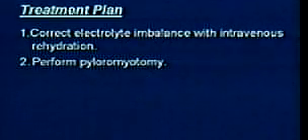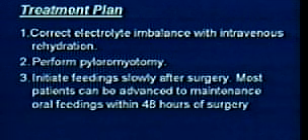The second step would be to perform the pyloromyotomy, okay, the surgical intervention. The third would be to initiate feeding slowly after surgery. However, most patients will be advanced to oral feedings within about 48 hours of surgery. So even though we're saying slowly, we don't mean a week, all right? You would just start with small amounts of fluid and then advance. But these patients actually go home in a few days and do exceedingly well.